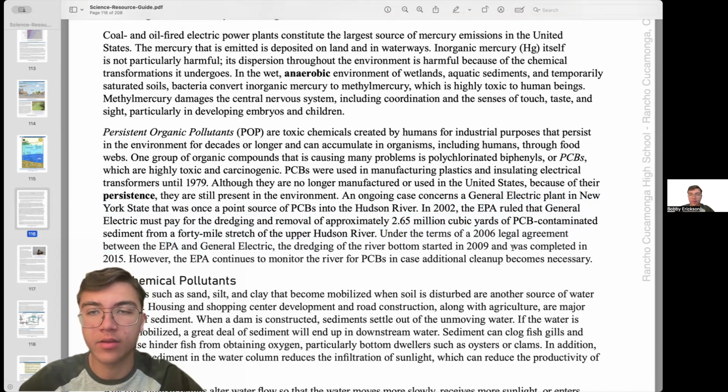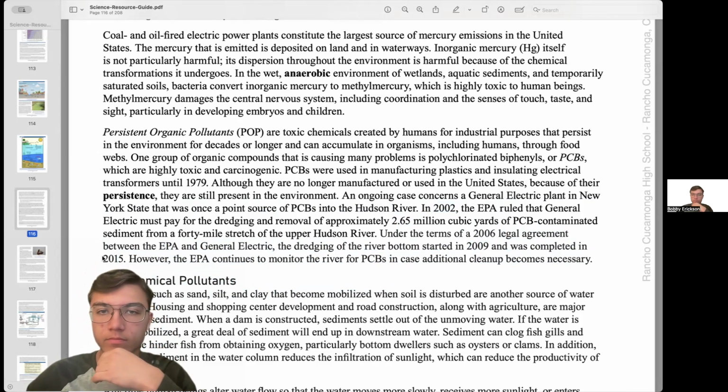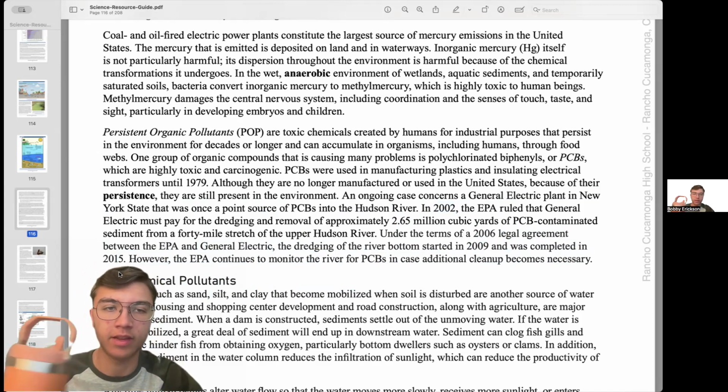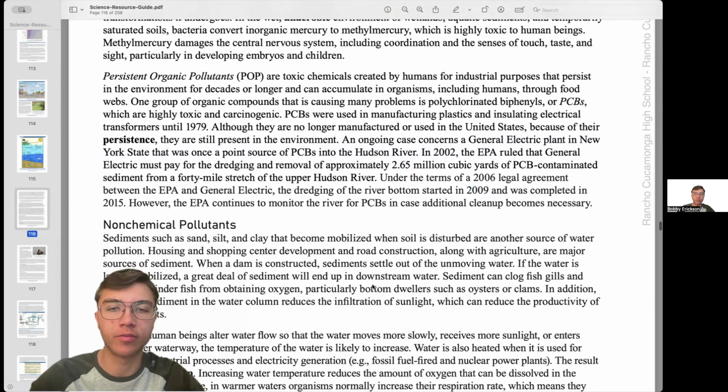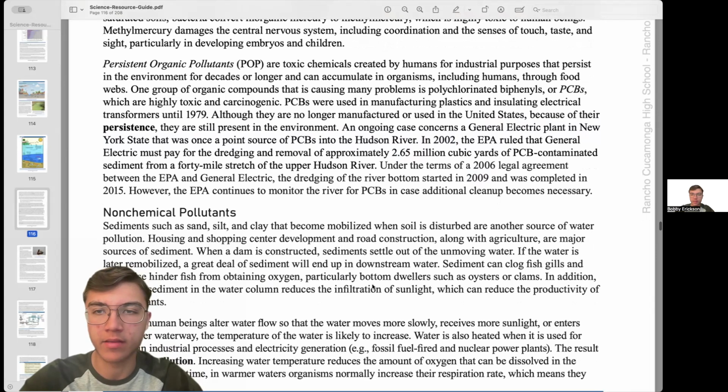And so then in 2006, there was a legal agreement between the two, the EPA and General Electric. And so it started in 2009. So the process actually took 7 years to go all the way through, and then it was completed in 2015. So we had 2002 all the way to 2015, 13 years of working to remove the PCB contaminated sediment overall, because it's 2002, 2006, 2009, and then 2015. Now, EPA actually monitors the river for those PCBs.